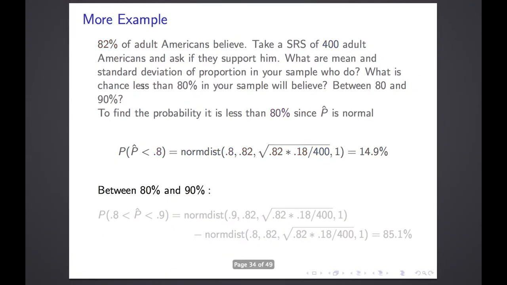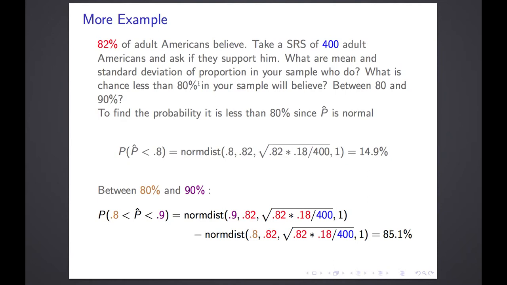Okay, likewise, if I want the probability between 80 and 90%, which is p hats between 0.8 and 0.9, I do norm dist of the bigger, 0.9, minus norm dist of the smaller, 0.8. Everything else stays the same, and that's 85.1%.